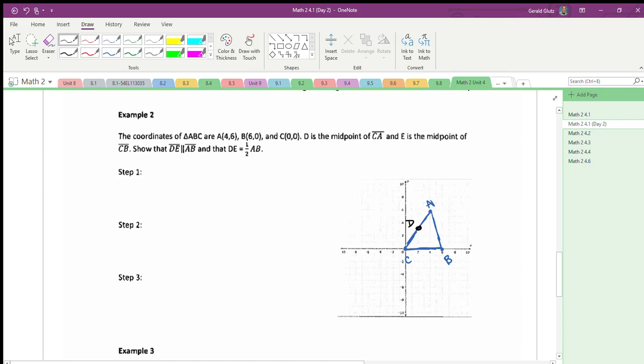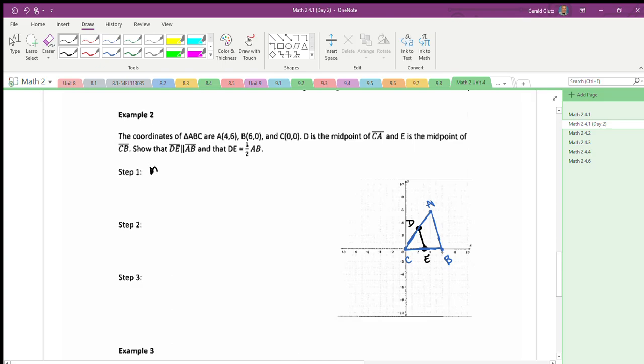Point E is the midpoint of CB. So half of the length from 0 to 6 would be 3. So that's our mid-segment. Now we need to find those three things. We need to find if they are parallel. The mid-segment has to be parallel, so they should have the same slope.